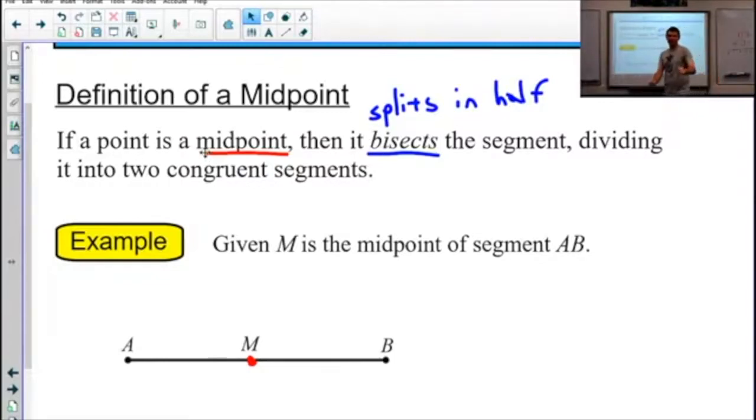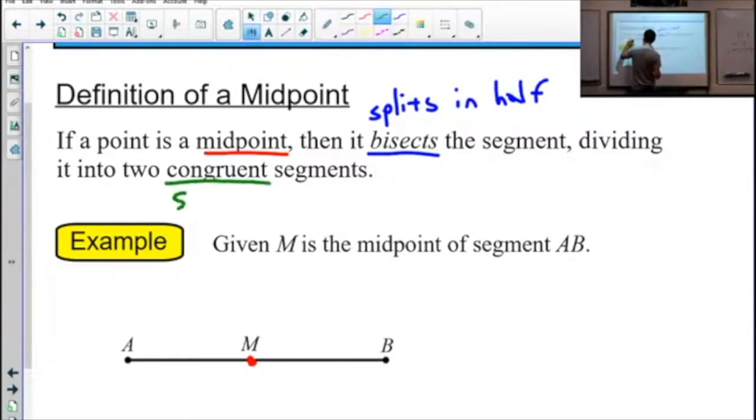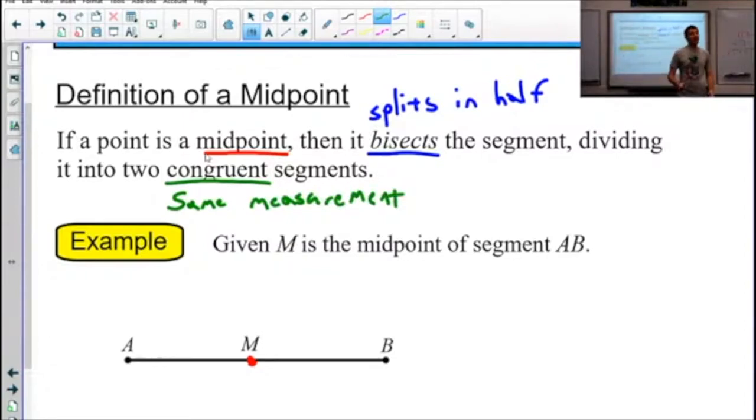And the other word that's in here that you might not know is congruent. Congruent means same measurement. Congruent just means they measure the same. And we use that to talk about all kinds of different geometric shapes or figures. So anything that we can measure, we can compare them and see if they're the same and say that they're congruent. So right now we're talking about segments being congruent. We'll eventually talk about angles that are congruent.